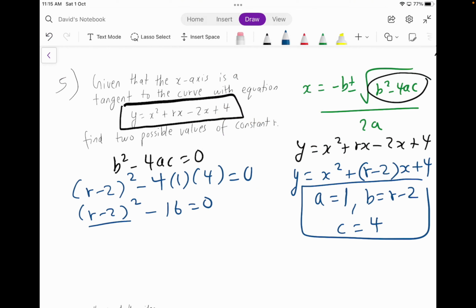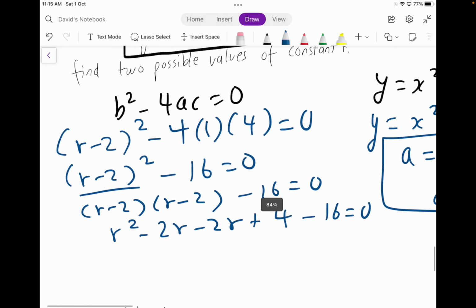Now what you're going to do is open up the brackets. So you're going to open up all those brackets to get r squared minus 2r plus 4 minus 16. You're going to continue simplifying this equation to give you r squared minus 2r, minus 2r gives you minus 4r, and 4 minus 16 is going to give you minus 12, equivalent to 0.